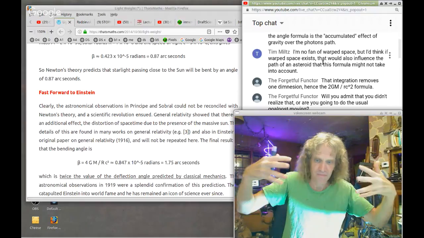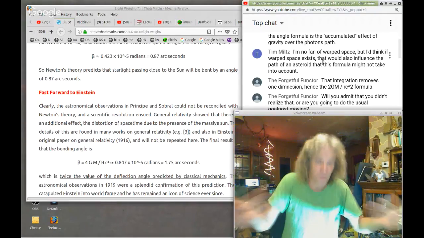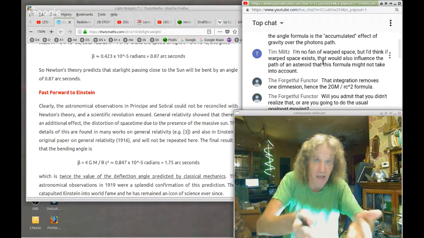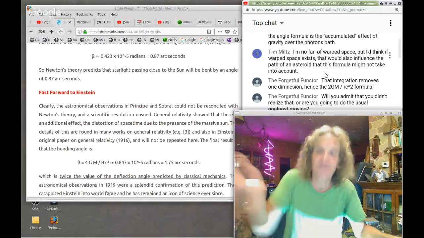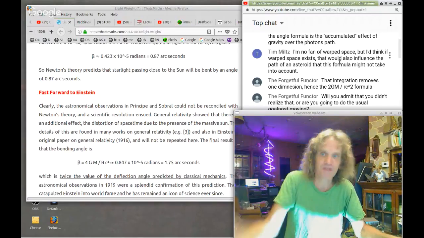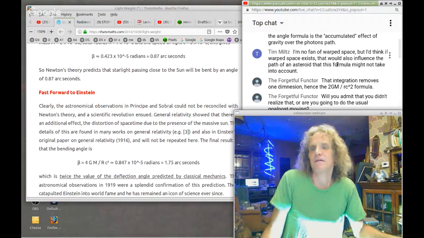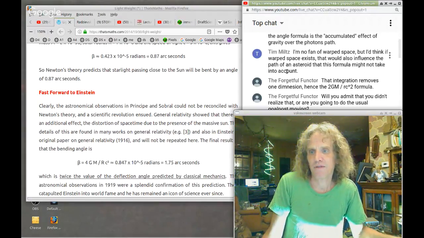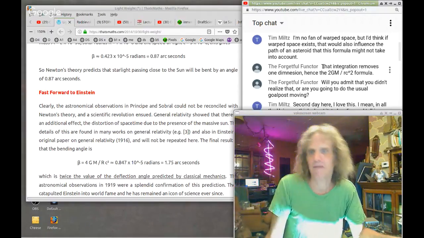They describe it as a drain, water going down a drain. I mean, come on. That's what it is. It's a vacuum cleaner. It's not warped space. It's removed space. That would also influence the path of an asteroid that this formula might not take into account. So I don't even know how that's relevant.